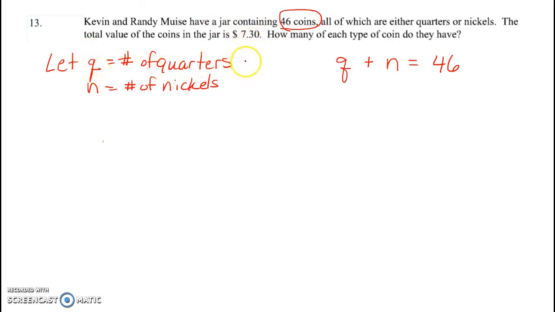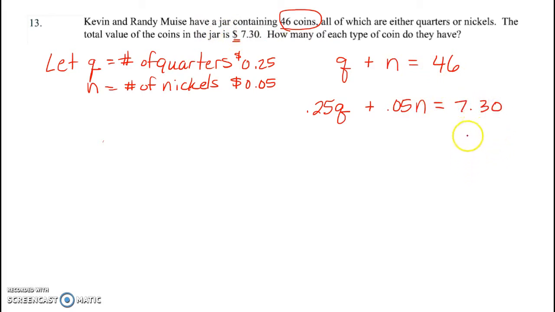All right? The second equation is based on the value of each one of these coins. We all know that quarters are 0.25, 25 cents. And I'm doing it as dollars because this is given in dollars. So nickels are worth 0.05. So if I have Q number of quarters, and each quarter is 0.25 of a dollar, 25 cents, 0.25 multiplied by the number of quarters plus the value for each nickel, 0.05 multiplied by the number of nickels, has to add up to the $7.30.